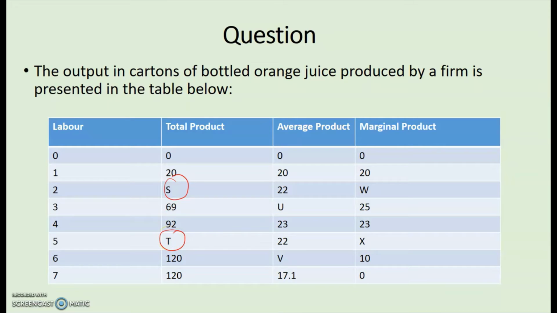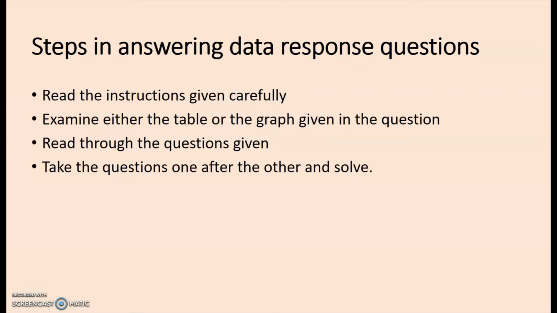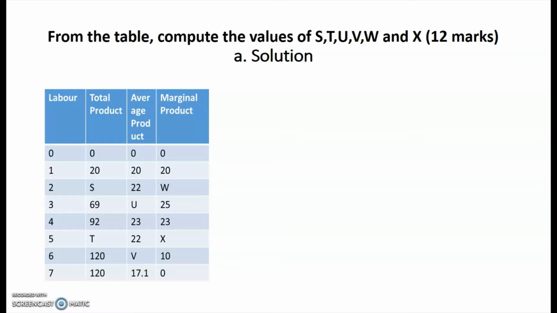Then when we take the third column, which is the average product, we have some missing numbers, which is U, and then we have V. So it means something has to be done about it. Then lastly, we have that of the marginal product, which we have some missing values, which are the W and then the X. So that is going through the table given. Then, as I said, you go through the questions before you take them one after the other and then you solve. So let's begin to solve the question given.